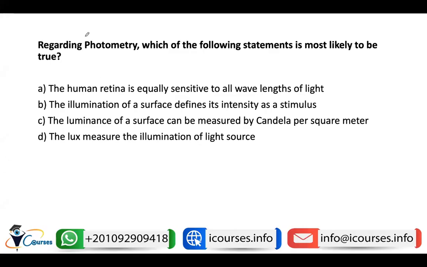Okay, so regarding photometry, which is right? We know that the human retina is not equally sensitive to all wavelengths of light, which we just illustrated. The illumination of a surface defines its intensity as a stimulus. In photometry we can classify the measures into two big categories. Some photometric measures describe the source of light, so they describe the amount of light energy emitted from this source.